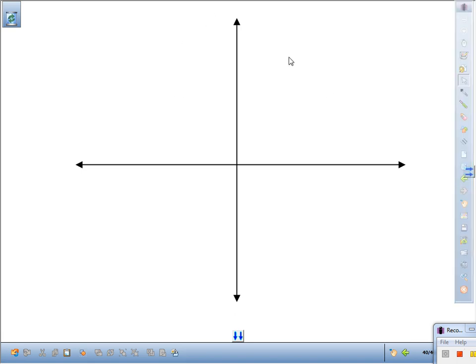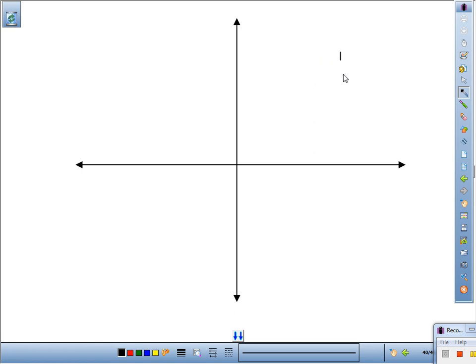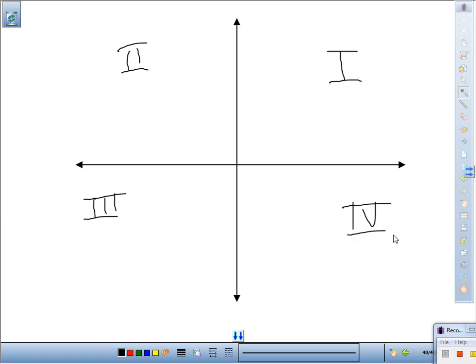That's why this is called quadrant, because it has how many sections? Four, from the Latin word quattro. Quadrant, quattro. We always start from this one. This is quadrant one, and we work counterclockwise. So this is two, this is three, and this is four. Okay. Questions with the coordinate plane?